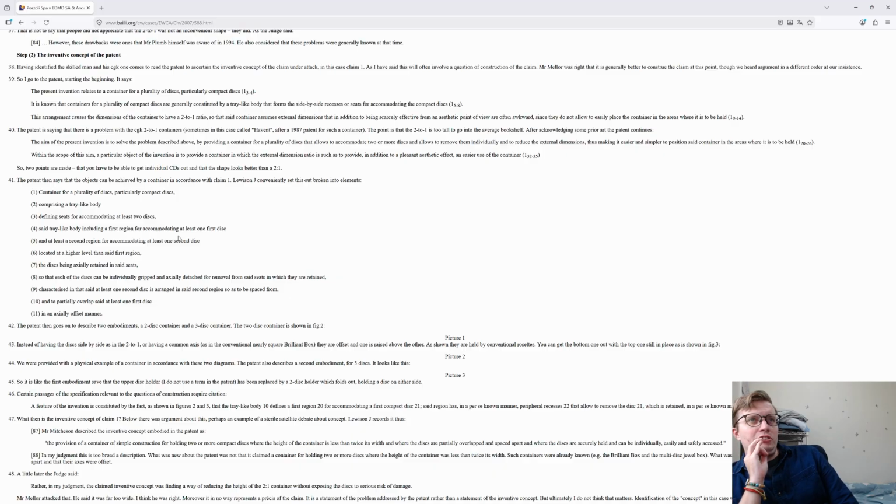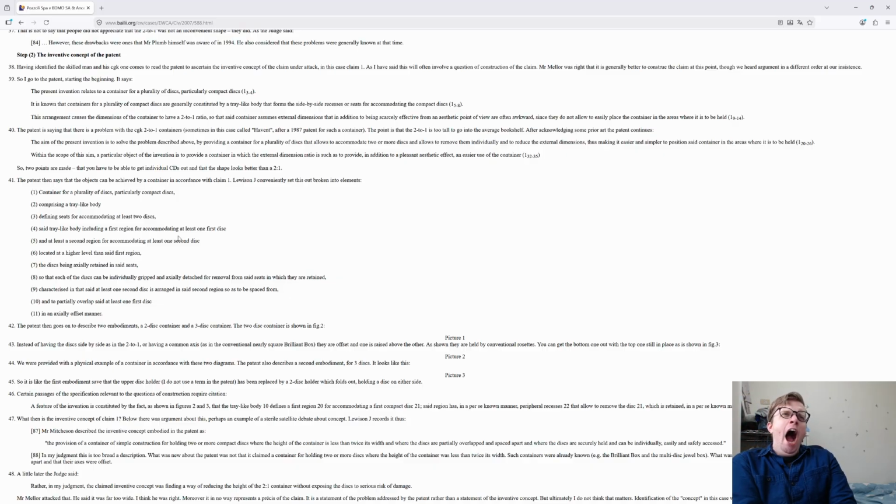The present invention relates to a container for a plurality of disks, particularly compact disks. It is known the containers for a plurality of compact disks are generally constituted by a tray-like body that forms side-by-side recesses for seats for accommodating compact disks. This arrangement causes the dimension of the container to have a 2-to-1 ratio, so that said container assumes external dimensions in addition to being scarcely effective from aesthetic point of view, are often awkward since they do not allow to easily place the container in areas where it is to be held.